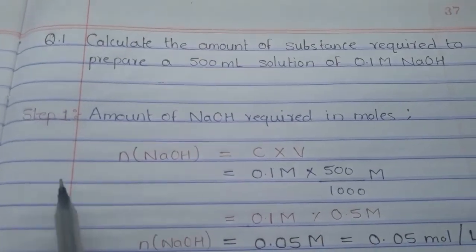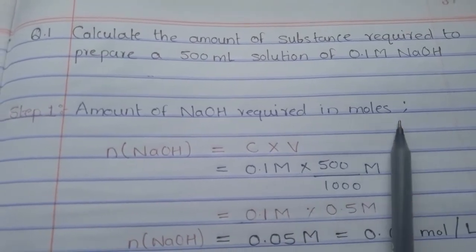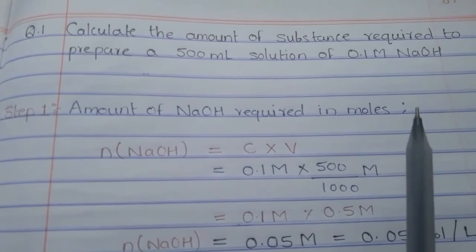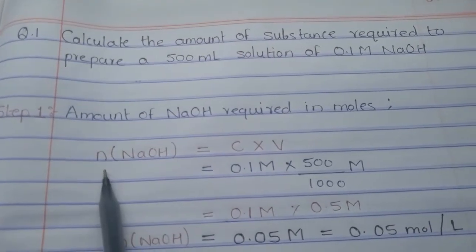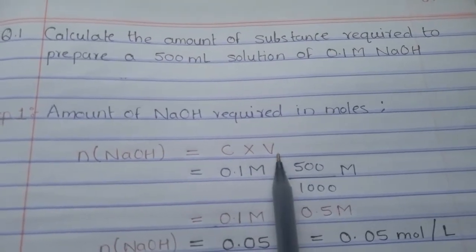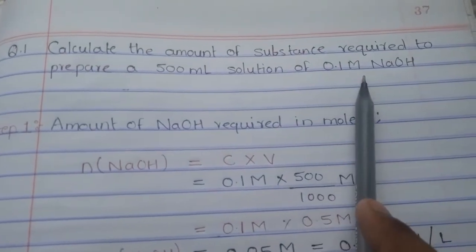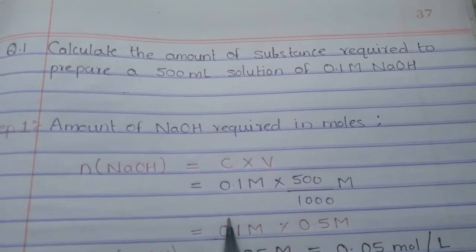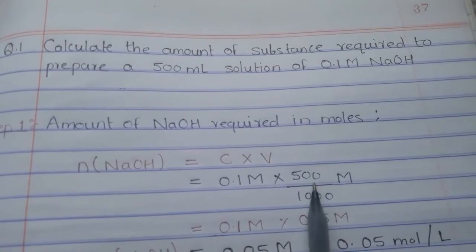The first step is to calculate the amount of NaOH required in moles. For this we will write: number of moles of NaOH equals concentration into volume. Here we are given the concentration, 0.1 molar, which we require, and the volume as 500 ml. So we simply substitute the concentration as 0.1 molar and the volume as 500 ml.